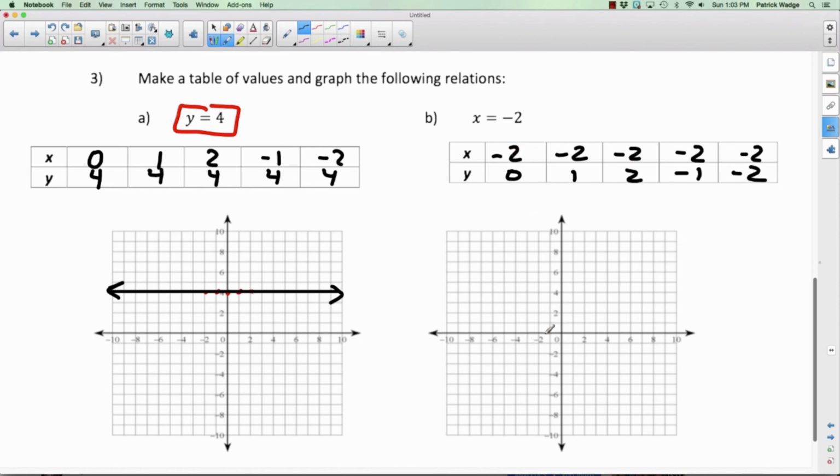-2, 0. Well, that's over -2 and then 0. -2, 1. Over to -2 and up 1. -2, 2. -2, -1. And -2, -2. Oh, look what happened this time. This time we got a vertical line. Why would that be? Because all the points, the infinite number of points that fall on that line right there, what's the x value of every single one of those points? The x value of every point on this line is -2. And that's why the equation is x equals -2.